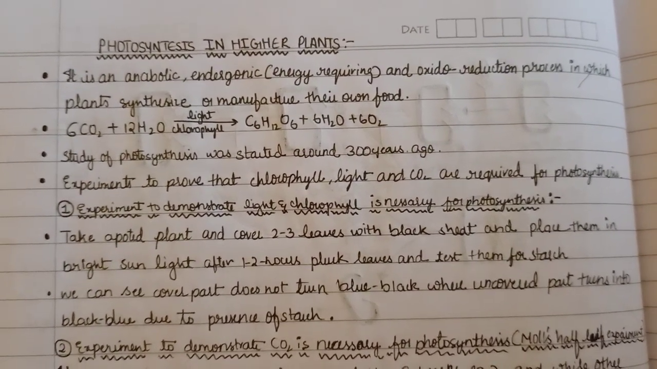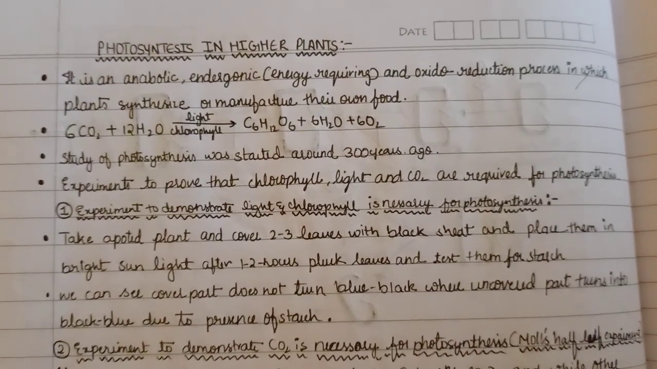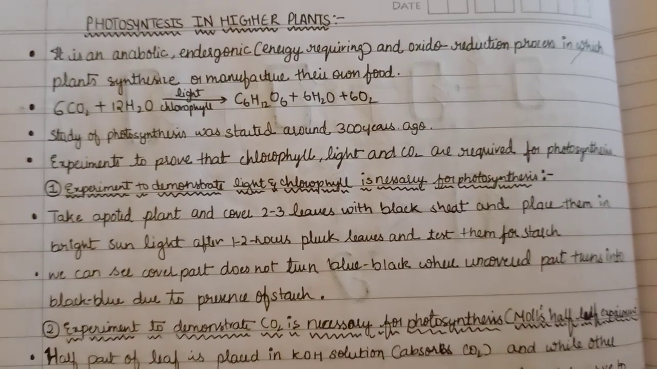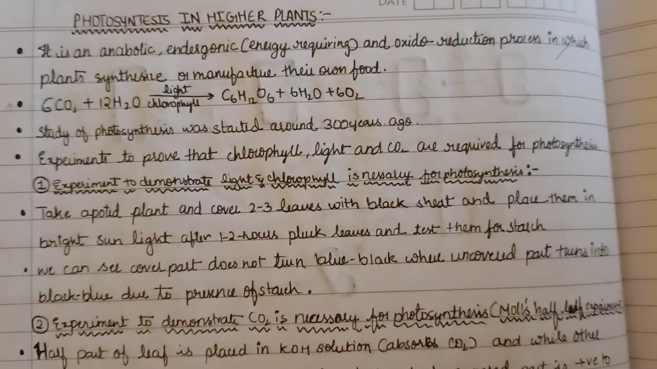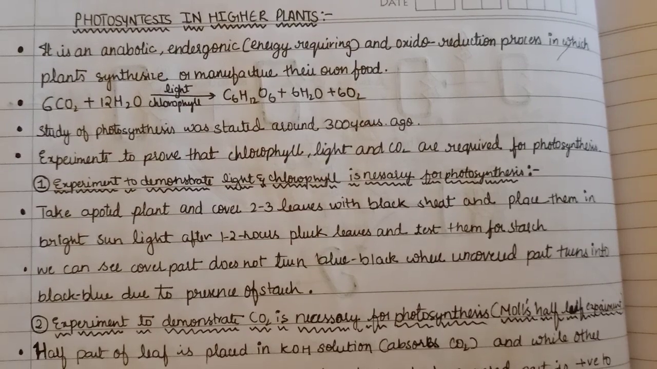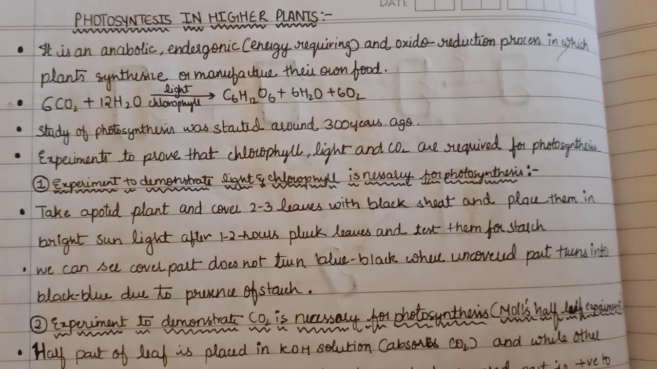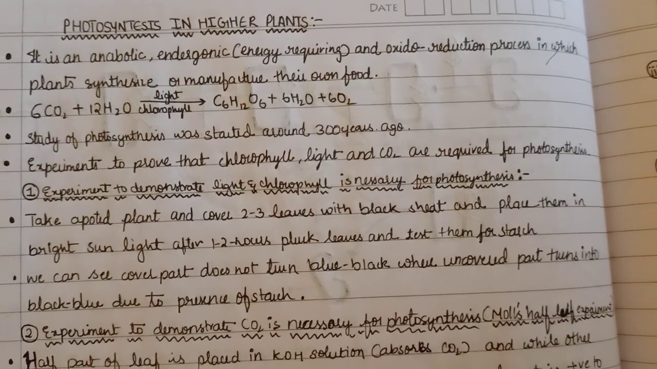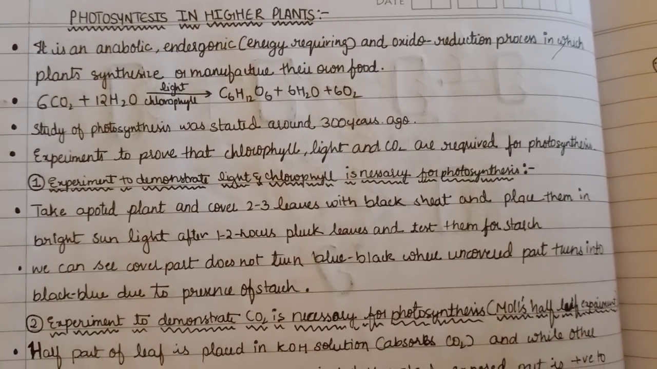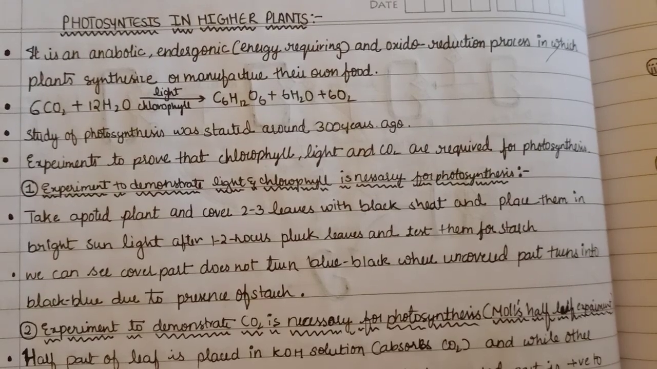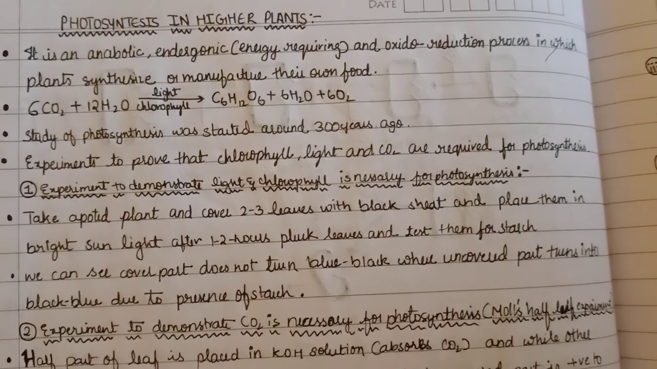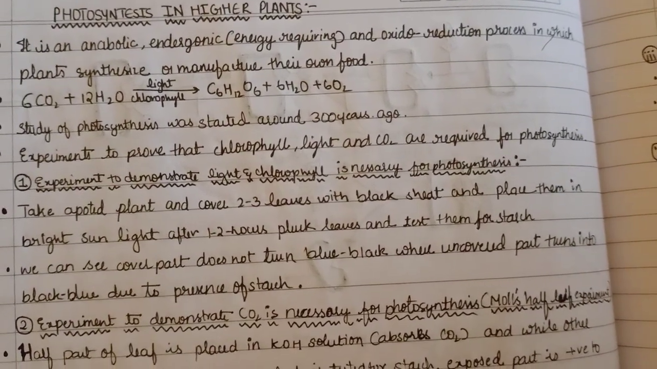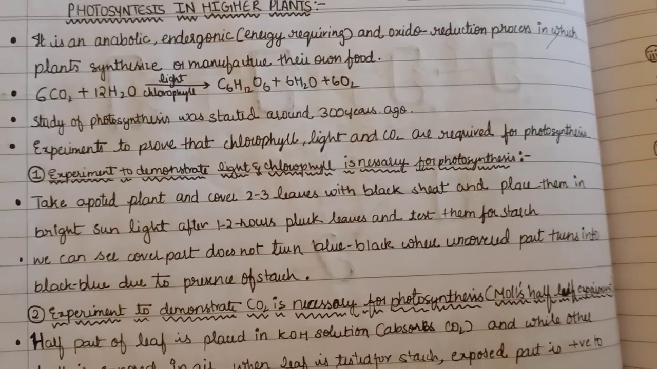Experiments to prove chlorophyll, light and CO2 are required for photosynthesis. First experiment to demonstrate light and chlorophyll are necessary for photosynthesis: take a potted plant and cover 2 to 3 leaves with black sheet and place them in bright sunlight. After 1 to 2 hours, pluck the leaf and test it for starch. We can see the covered part does not turn blue-black, whereas the uncovered part turns blue-black due to the presence of starch. So we can say light and chlorophyll are necessary for photosynthesis.